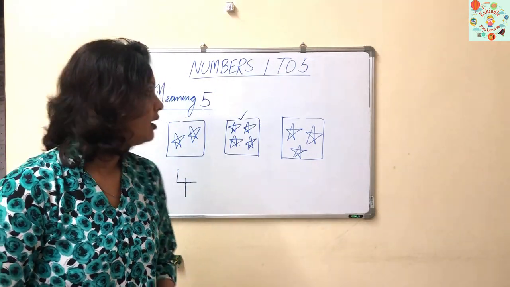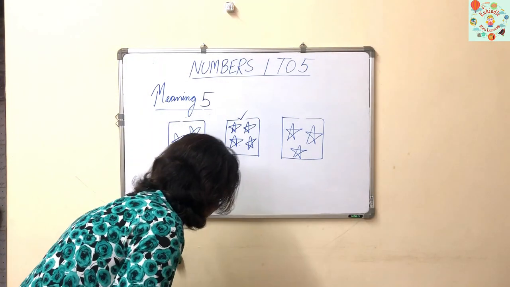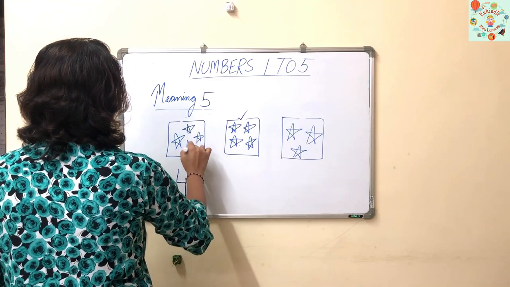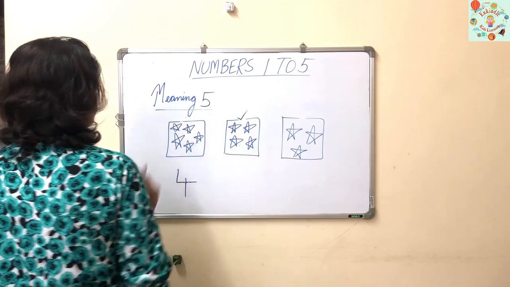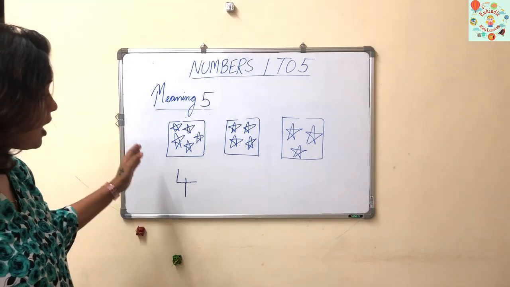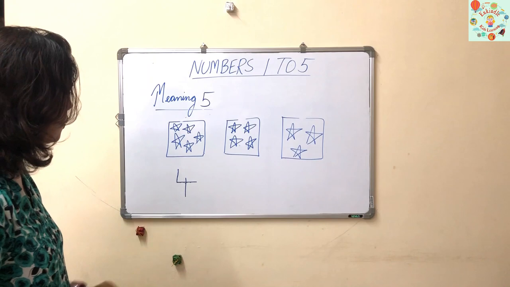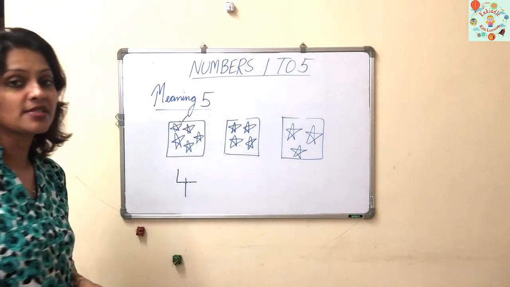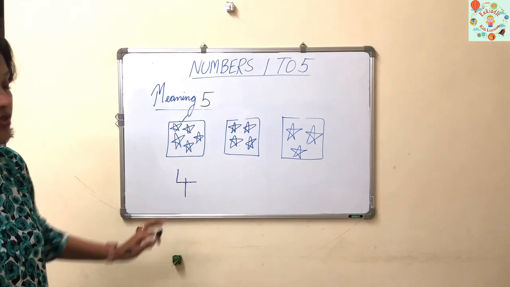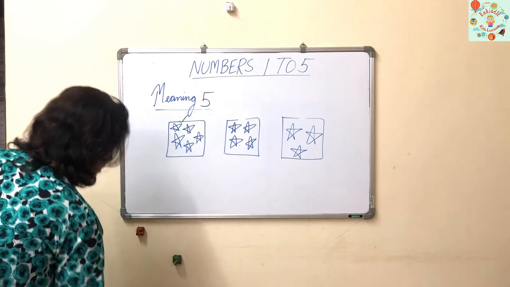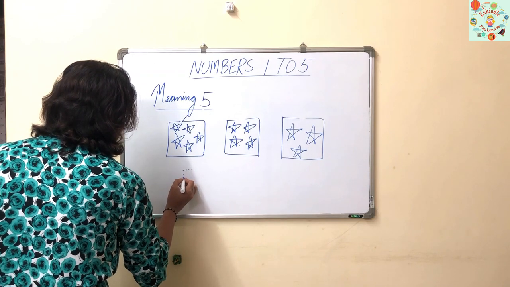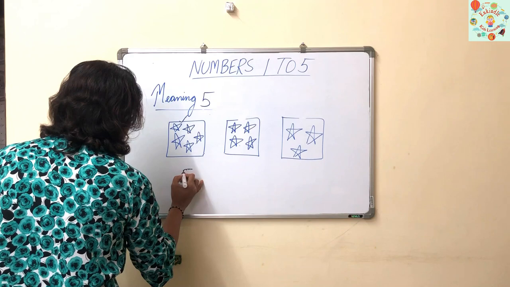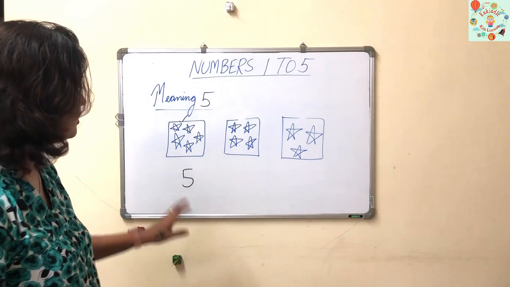This is how you are going to introduce them. Then let us move forward with the activity. Similar activity. Now, ask your kid to count and identify in which box there are 5 stars. They start with number 1. 1, 2, 3, 4, 5. Right. This box consists of 5 stars. And then, at the last, you have to allow them to trace and write. So, let us write number 5. Then trace and write the number 5.